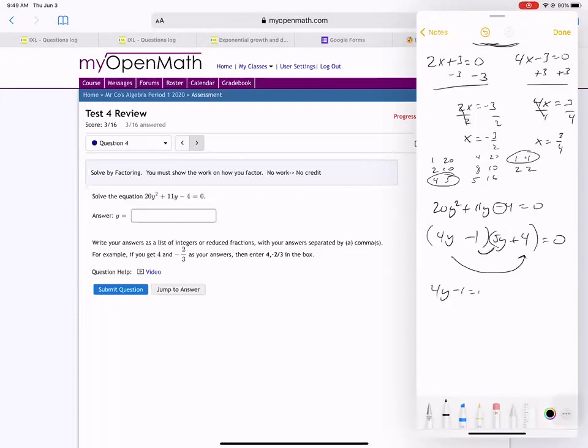4y minus 1 is equal to 0, and 5y plus 4 is equal to 0. Plus 1, 4y is equal to 1. Minus 4, 5y is equal to negative 4. Divide by 4, divide by 5. y is equal to 1 over 4, and y is equal to negative 4 over 5.